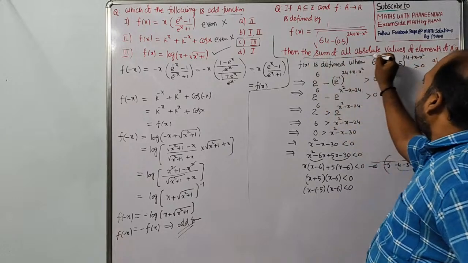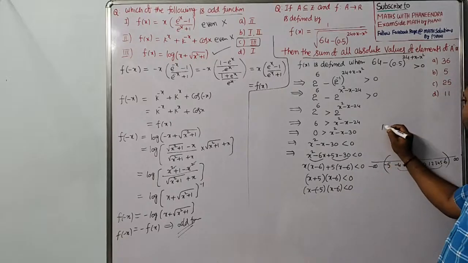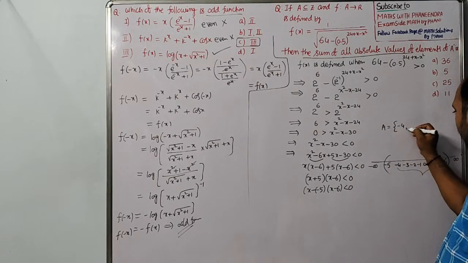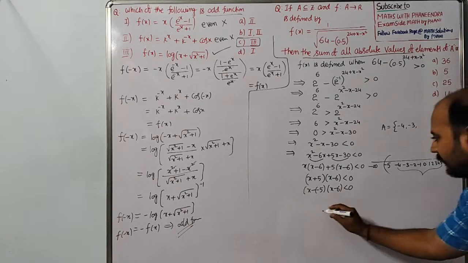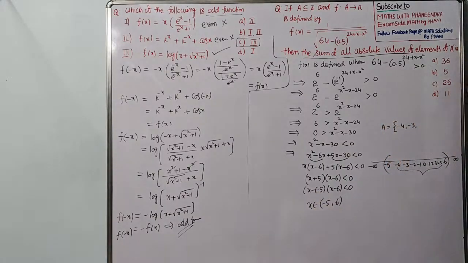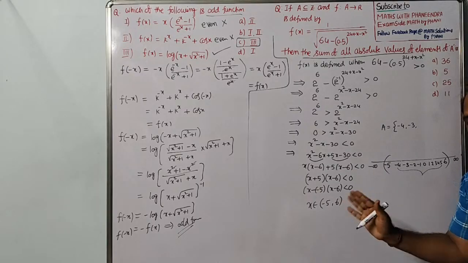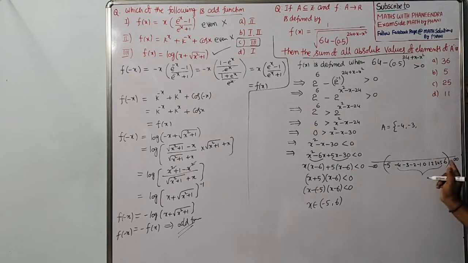Then the sum of all possible values of the elements of A. So A will take the values minus 4, minus 3. Why? Because x belongs to open interval minus 5 comma 6 according to this. That means the value of x lies between minus 5 and 6. Other than minus 5 and 6, the values we can take: minus 4, minus 3, minus 2, minus 1, 0. Next 1, 2. And one more thing here.